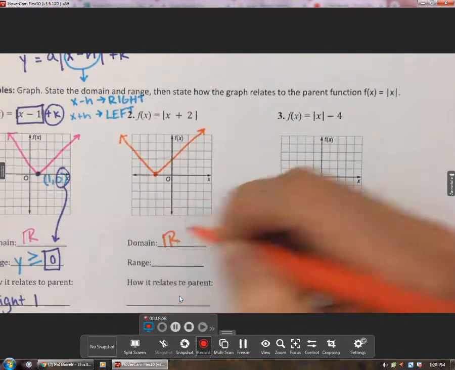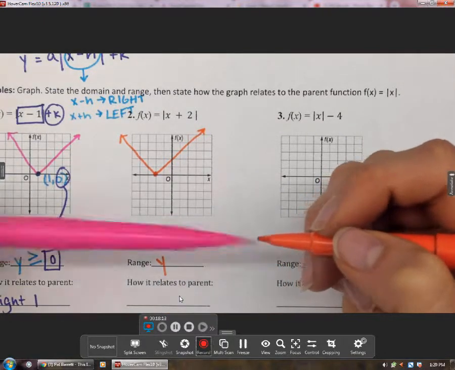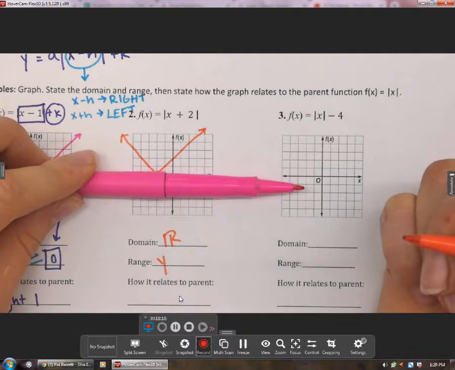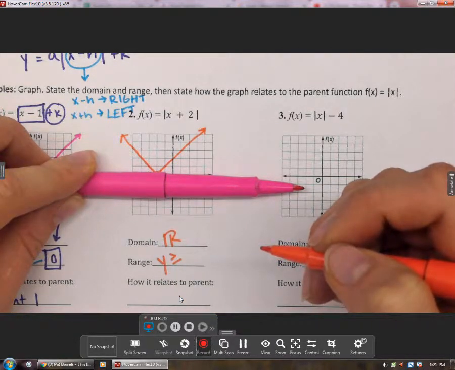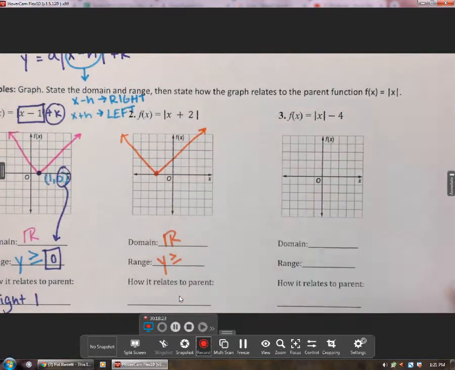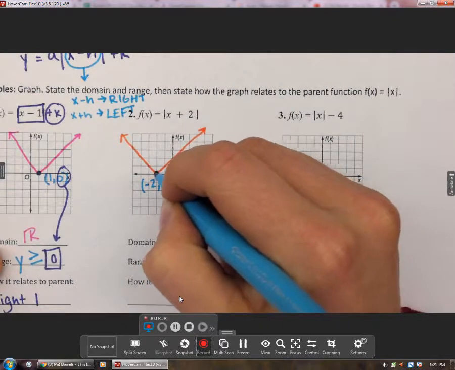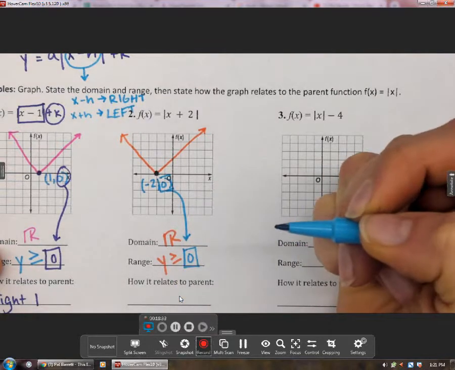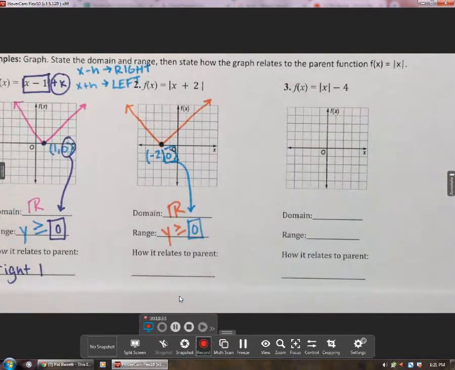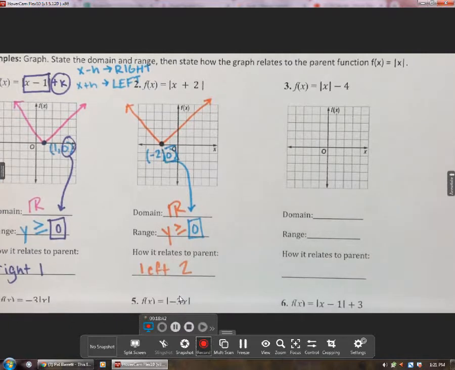Domain is all real numbers. Range is talking about y. I hope you're seeing it now. The graph is above the vertex. Y is greater than or equal to. What's the y value here? This is the point -2, 0 at my vertex. The y value is 0. So it's greater than or equal to 0. How it relates to the parent, it moved left 2.